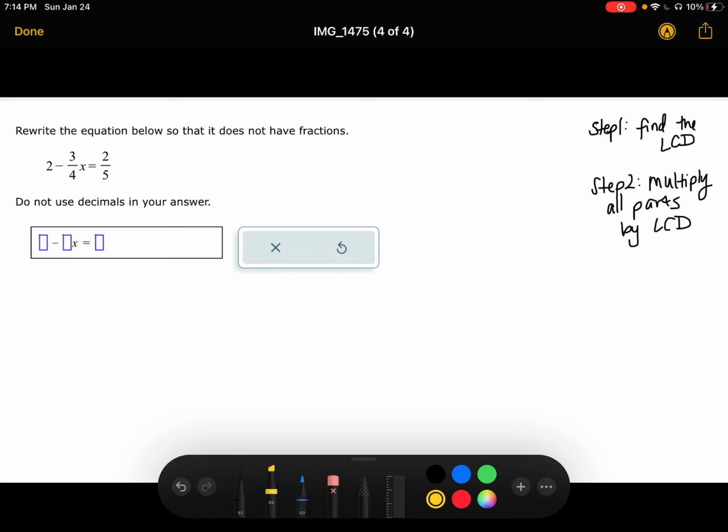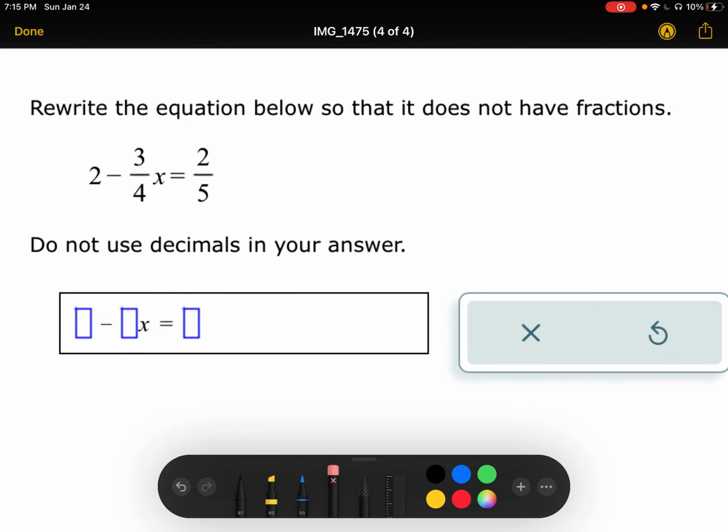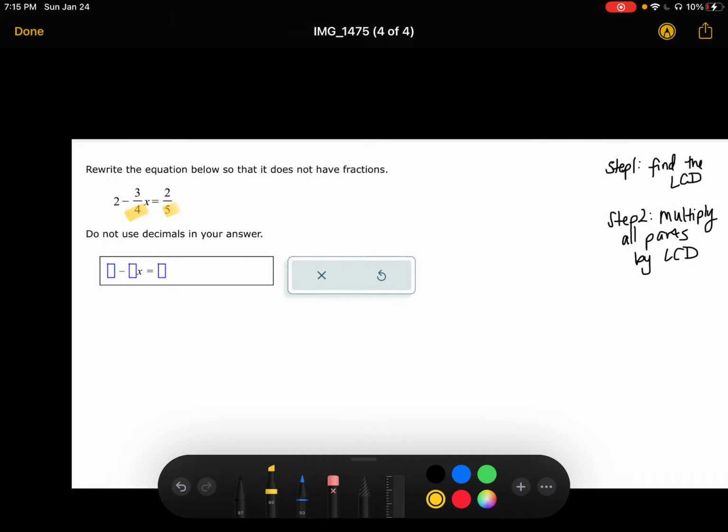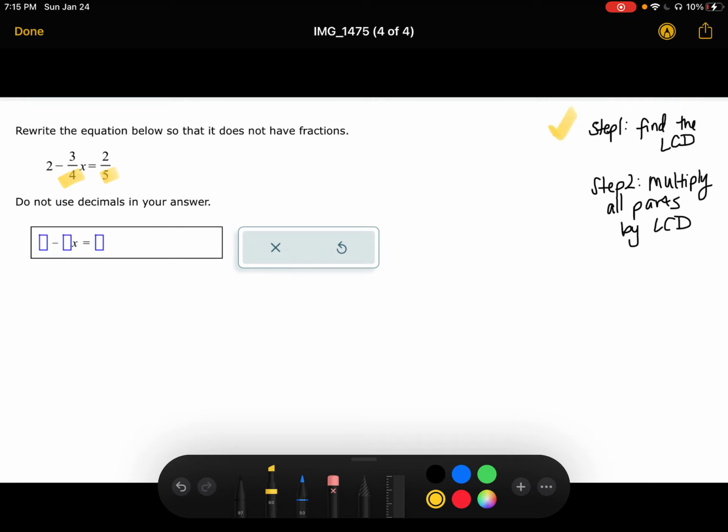Now, a lot of the times, it's easiest just to multiply the two denominators that you have. Most of the time this will work, but sometimes you'll get a really ridiculously huge number. So I'm just going to say multiply the two numbers unless you know a smaller number that is the least common denominator. So 4 times 5 will give you 20, and that is going to be your least common denominator for this question. So that's step 1, found that.